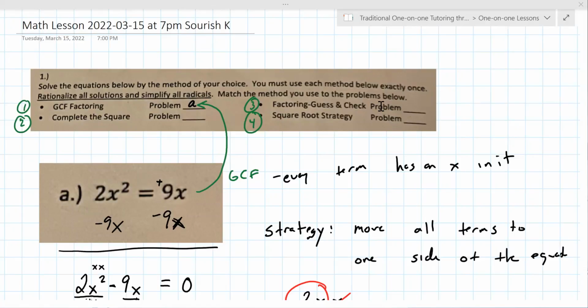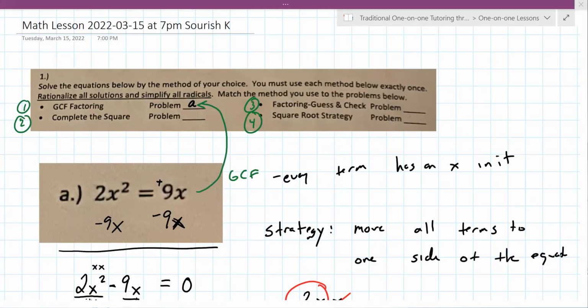It's C. What is C? C for the factoring and guess and check. No, it's not C. I'm asking which strategy you think you know best between factoring, guess and check, and square root strategy. Which one do you think is easier for you to understand?